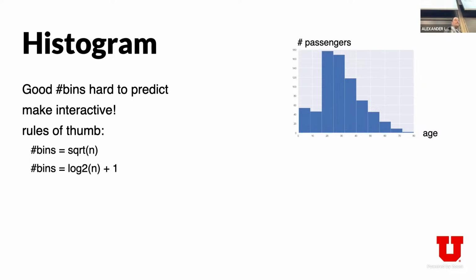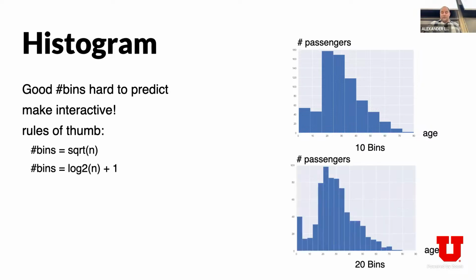Just some rules of thumb. You want to maybe initialize your number of bins with the square root of n, or log 2 of n plus 1. These are just some ideas that give you some interesting pattern. And just to illustrate these effects, the chart that I'm showing here is the number of passengers that use public transport. On the x-axis here, we have age. And so this is binned in 0 to 9, and then 9 to 18, and then 18 to 25, and so on.